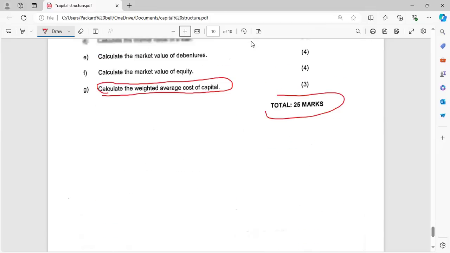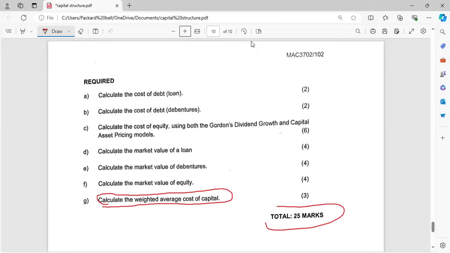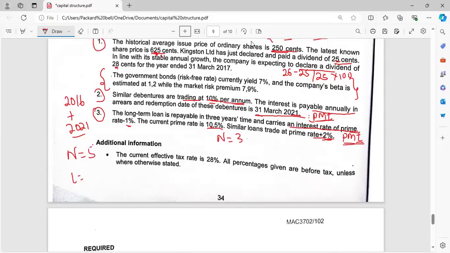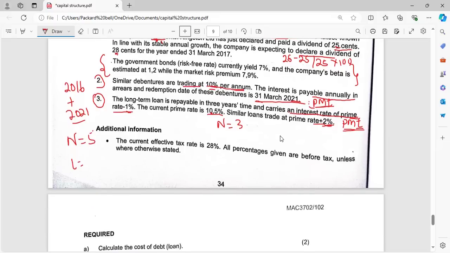Right. So here they say calculate the cost of debt, the loan. How do we calculate the cost of the loan? It's here. Based on what we have been doing, how do we come up with the cost of the loan? The loan is repayable in 3 years' time and carries an interest rate of prime rate. The current prime rate is 10.5%. Similar loans. So how do we determine the cost of the debt here? As per our discussion, you guys, how are we going to determine the cost of the debt?